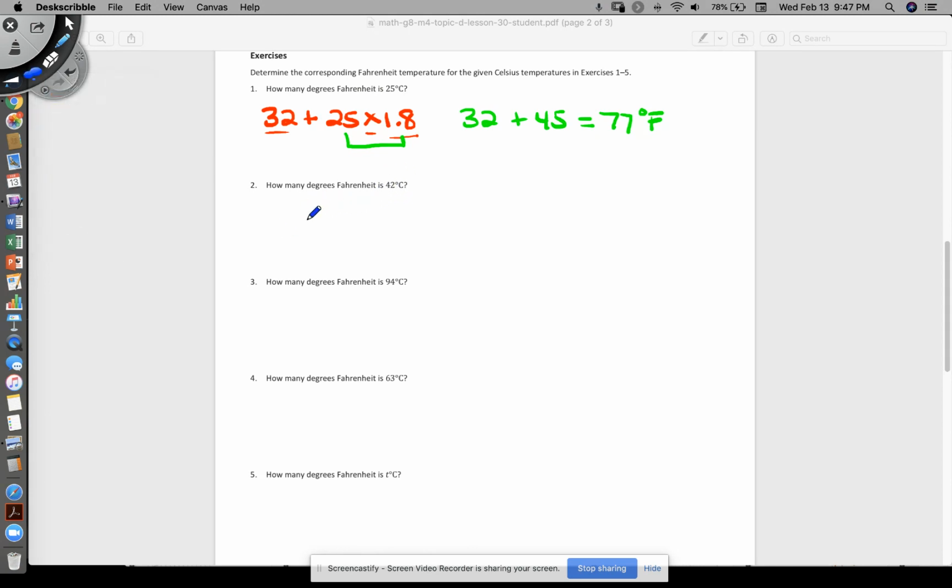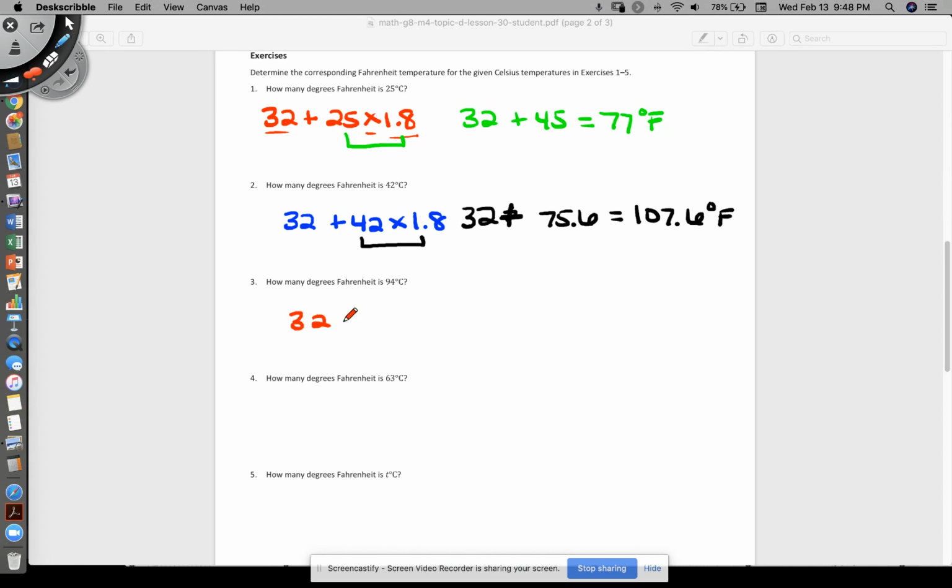What is it for 42 degrees Celsius? So again, we start at 32. We're going to add 42, and we're going to multiply by the constant 1.8. We're going to do the multiplication first, and I get 32 plus 75.6, and that gives me 107.6 degrees Fahrenheit. And make sure you're writing your units. Just because we are talking about Fahrenheit and Celsius, if you just give me a number, I don't know which one you're referring to. All right, how many degrees is 94 degrees Fahrenheit?